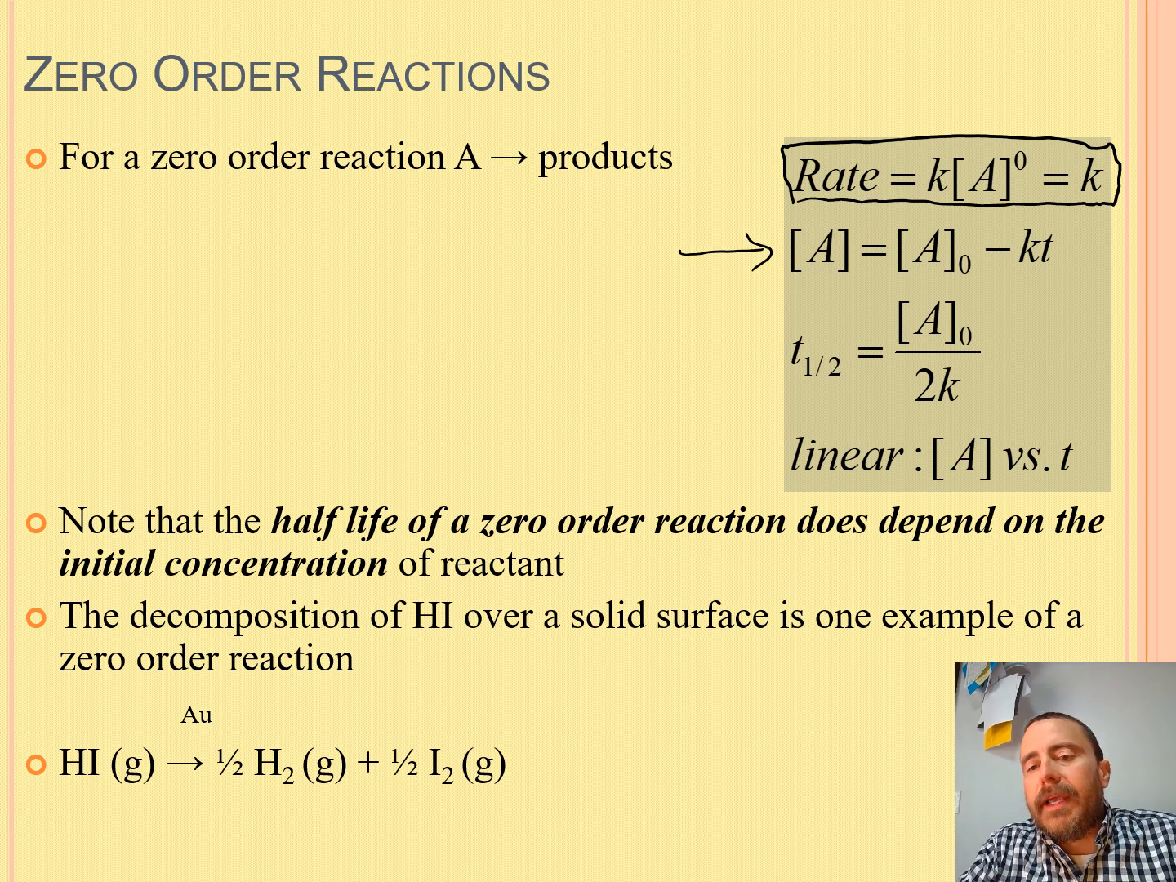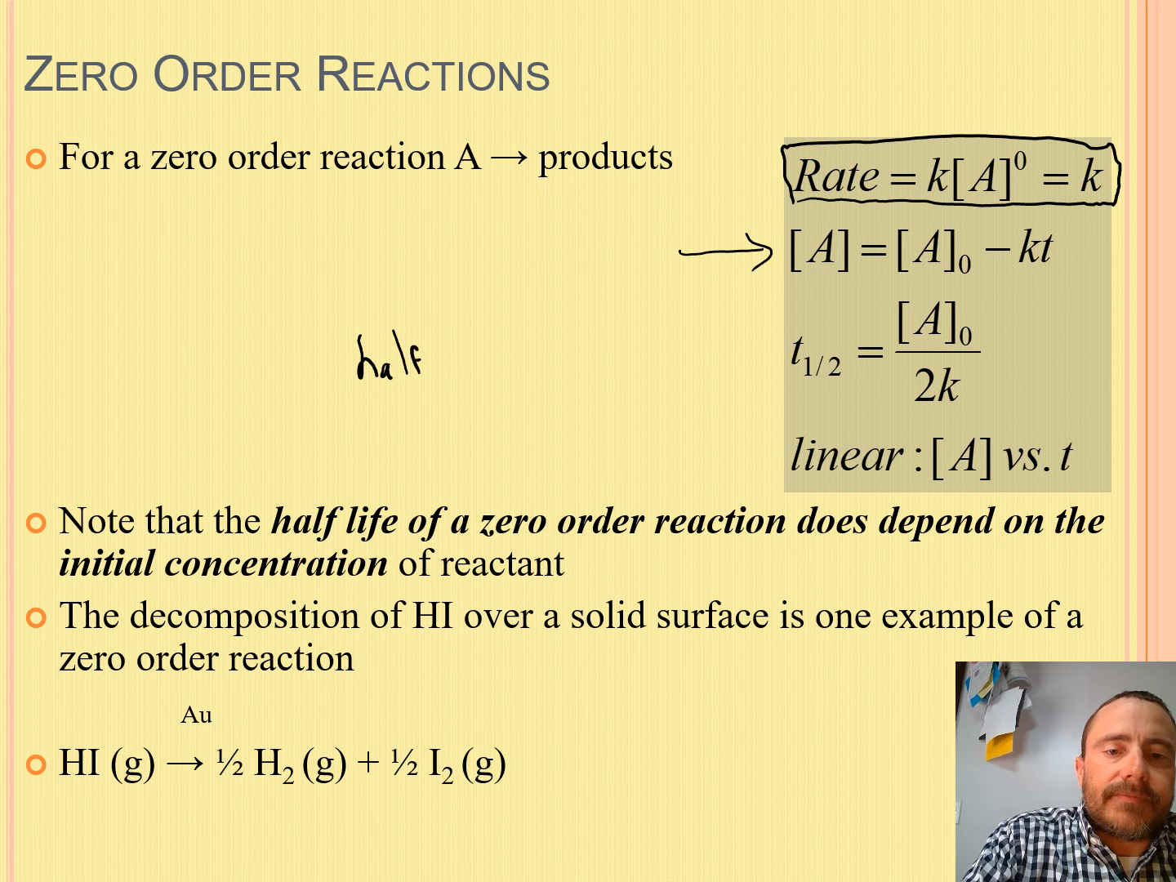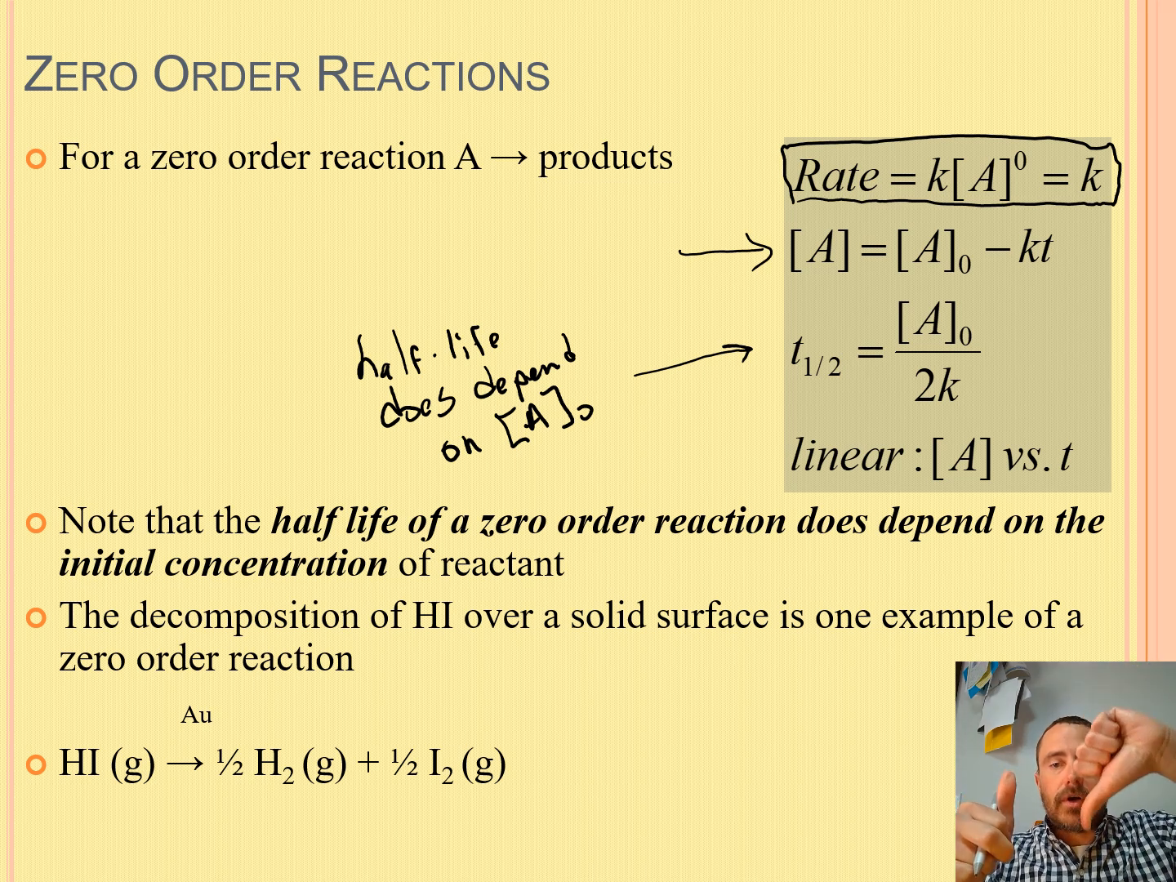And then if we put in everything that we need for our half-life, notice that the half-life is equal to A naught over 2k. So here, the half-life does depend on the initial concentration. It didn't for first order, but for zeroth order, it does depend on that. And notice that they are directly related.